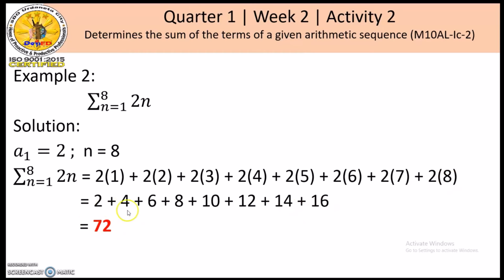So we add all the 8 terms, and we will be getting 72. So the answer for the sum of the sequence 2n is equal to 72.